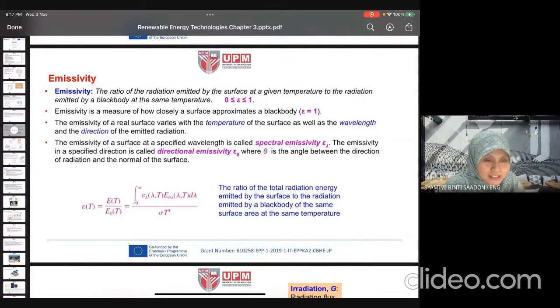So we see here, emissivity is like efficiency: the efficiency of the surface in transmitting radiation energy compared to the reference, which is the black body. We assume that the black body is the idealized body. So if a surface can transmit all the radiation energy, the emissivity will be 1, like 100%. But normally it is between 0 and 1, 0 point something, depending on the surface.